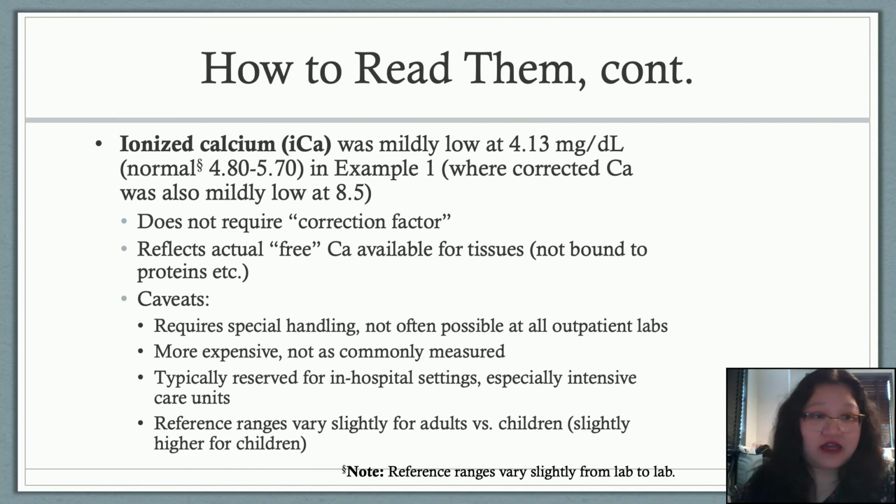Now, there is this ionized calcium, which basically doesn't need a correction factor per se. You don't have to look at what your albumin level is or whatever. It's how much actual calcium you have available to your tissues. The reason some doctors don't always order it is because you need special handling. It's not always possible at all outpatient labs. It's a little more expensive. But I have found myself that Quest actually is pretty reliable on this.